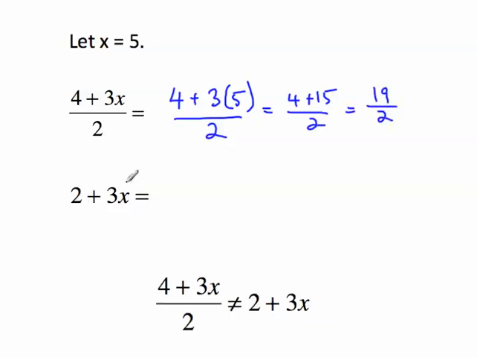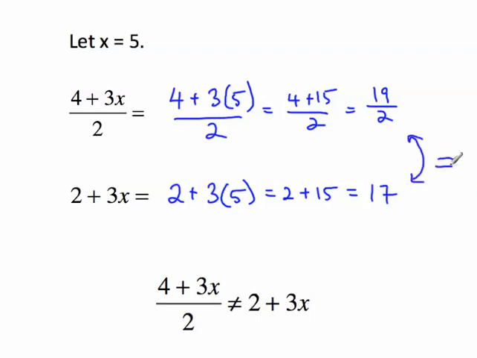In the simplified version we tried to get to, by making an error, we got 2 plus 3x. That would be 2 plus 3 times 5, which would be 2 plus 15, which is 17. And those are not equal. So clearly 4 plus 3x over 2 can't be equal to 2 plus 3x. So you can't do that kind of canceling.